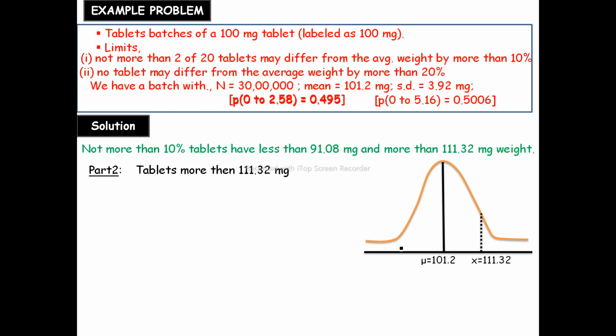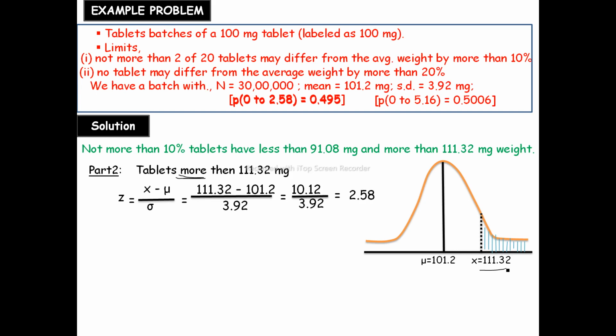Now, is the weight of the tablet less than or more than? Yes, it is more than, so it should be more towards the right hand side. So you need to calculate the area of this blue shaded part, which is the area more than 111.32. Now, we'll calculate the value of Z by keeping all the values. Over here, X is 111.32 minus mu, and we know sigma, so just go on calculating it. We got the value 2.58.